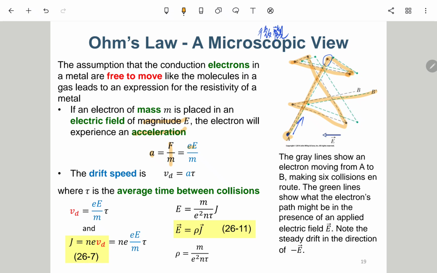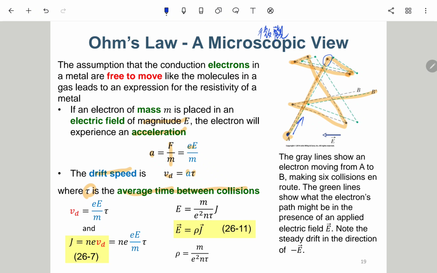Here we also assume that the drift speed Vd is this acceleration a times tau. Tau is the average time between collisions. It is the average time between collisions: it might take longer from A to here before it collides, and the second time it is quicker. We assume each time it starts from rest, accelerates, collides, and then starts from rest again, repeating the cycle. So the drift speed Vd equals a times tau. Tau is the Greek letter for t.